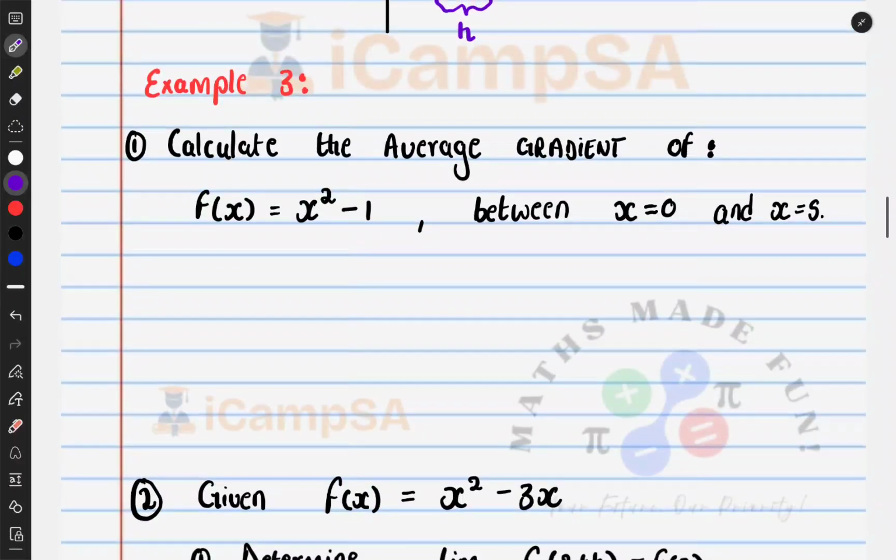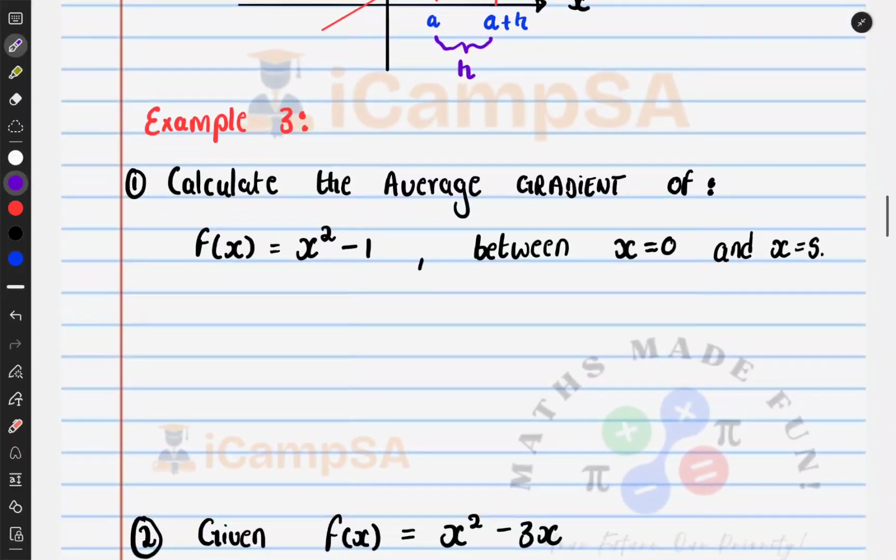Okay, let's quickly do this other example. Example number 3, we are asked to calculate the average gradient between x is equal to 0 and x is equal to 5. First things first, we have to find the corresponding y values. So f at 0 is equal to 0 squared minus 1, which is -1, and then f at 5 will be equal to 5 squared minus 1. 5 squared is 25, minus 1, we will have 24.